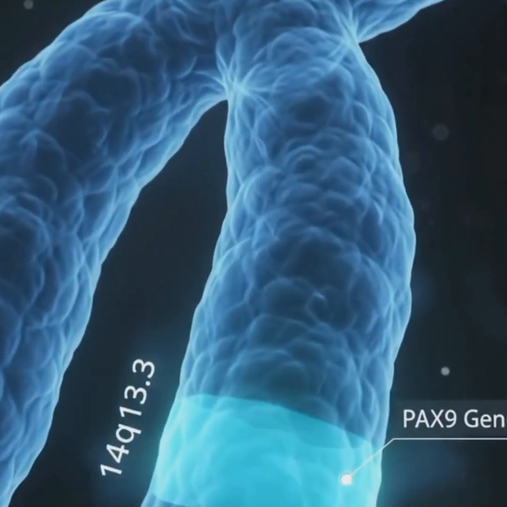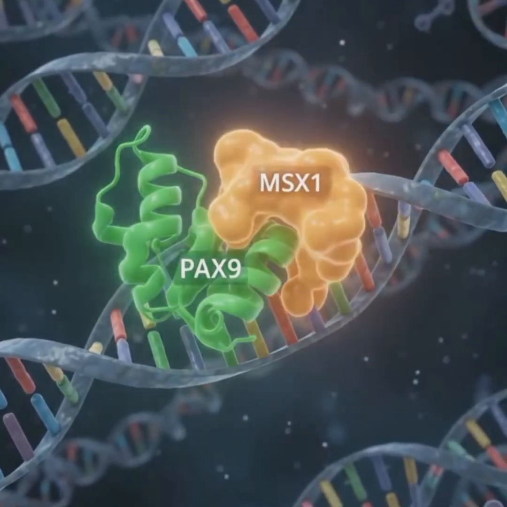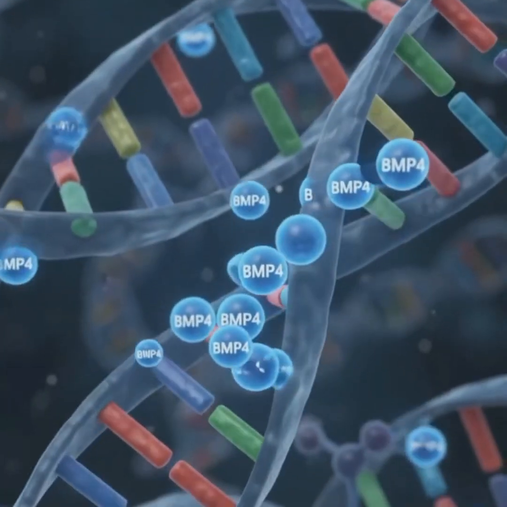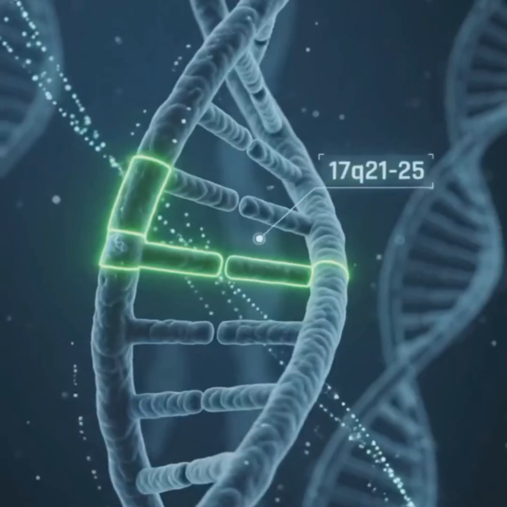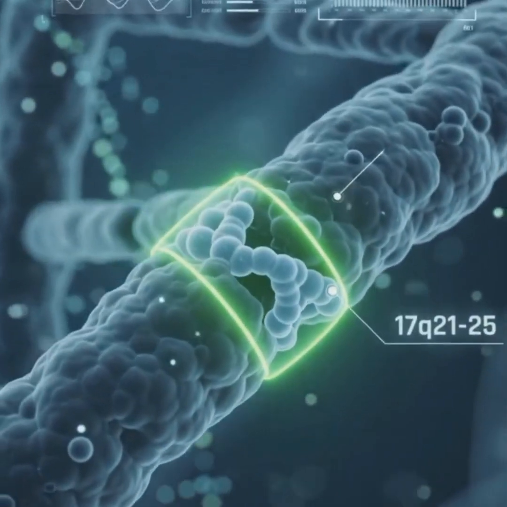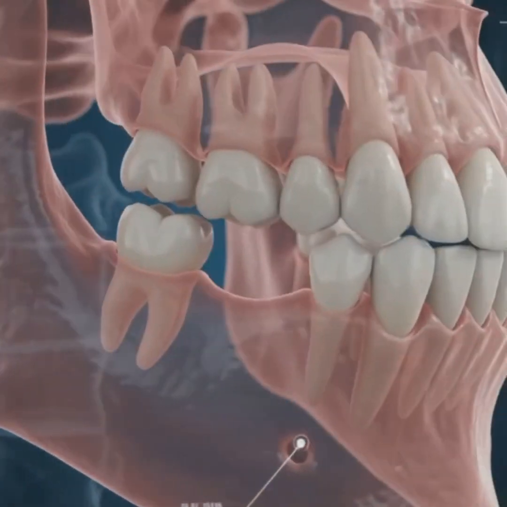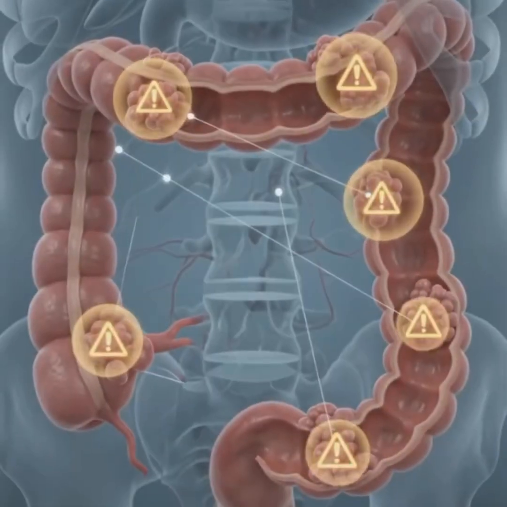Located on chromosome 14, the PAX9 gene is essential. It regulates BMP4, but specific mutations cause molar agenesis. Located on chromosome 17, Axin2 is a critical inhibitor. It regulates tooth number and size. Mutations cause severe oligodontia, linked to colorectal cancer syndrome.